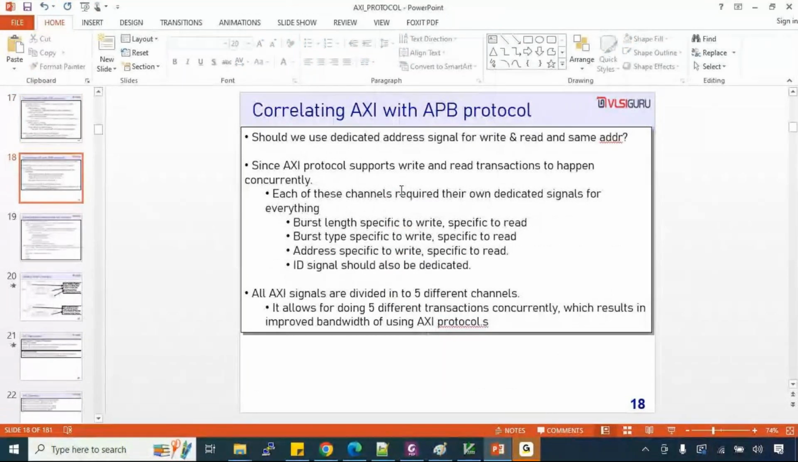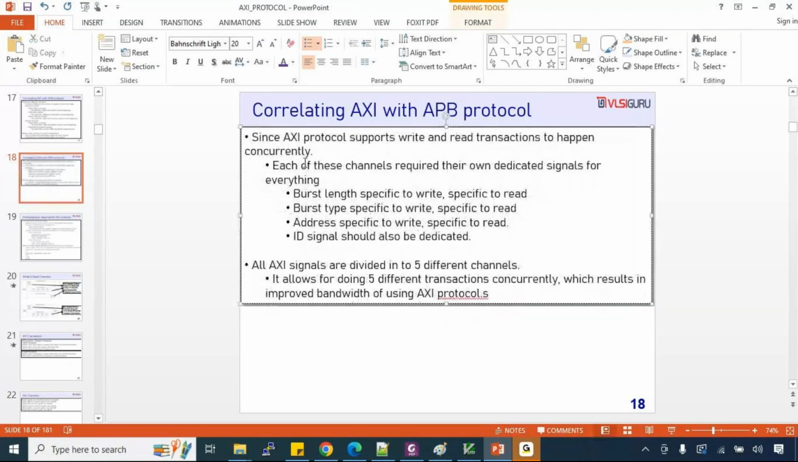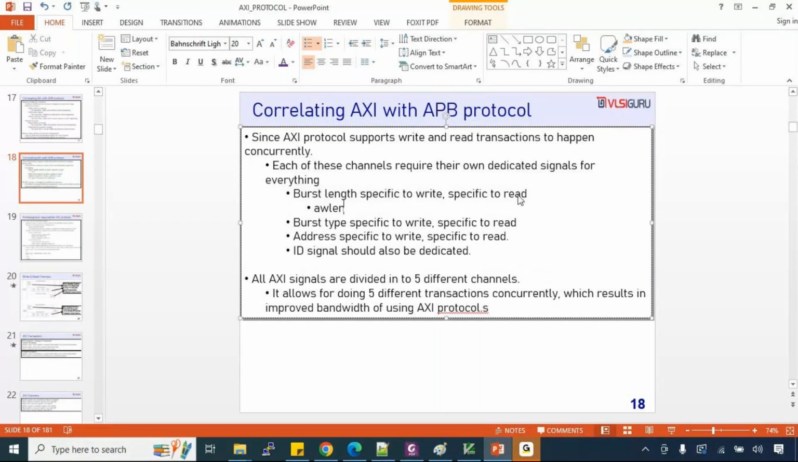Should we use a dedicated address signal for write and read, or the same address? Since the AXI protocol allows write and read transactions to happen concurrently, each of these channels requires its own dedicated signals for everything. It means burst length is specific to write and specific to read. So there is a burst length called AW length and AR length, which are 2 different ports.